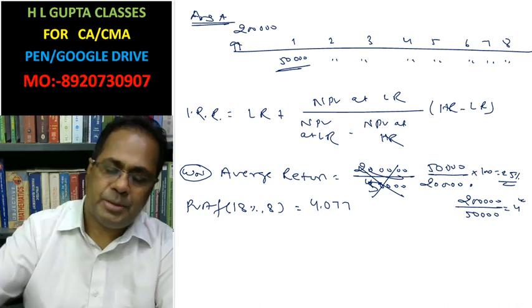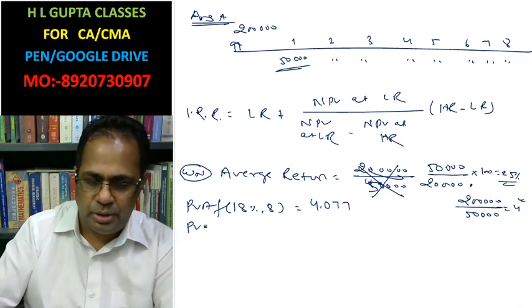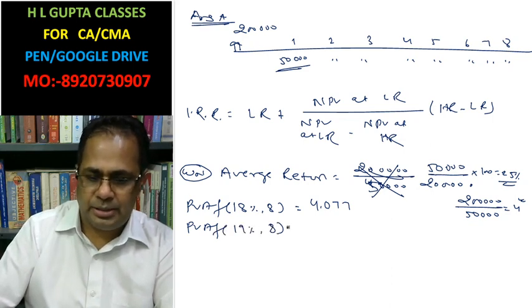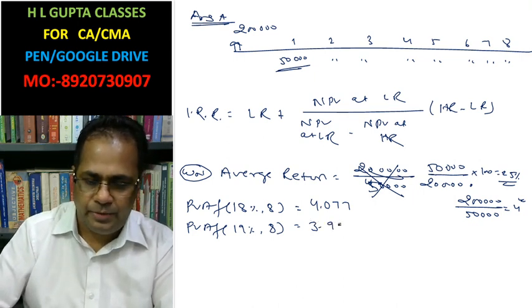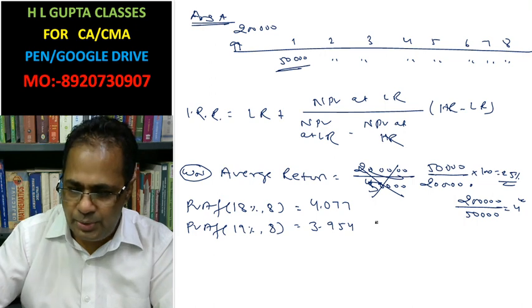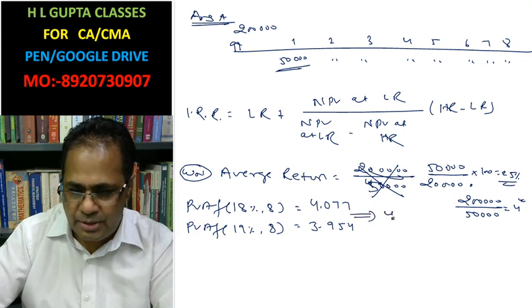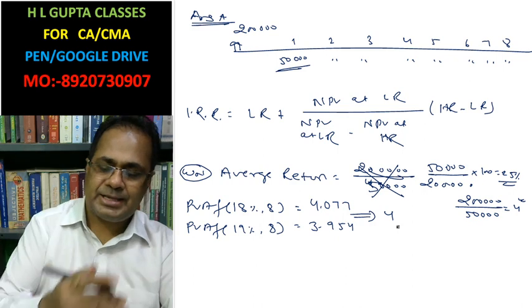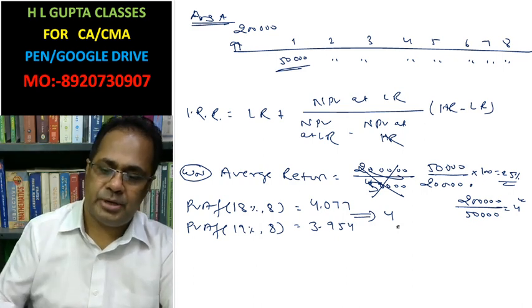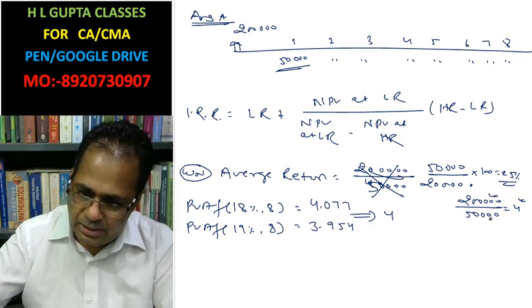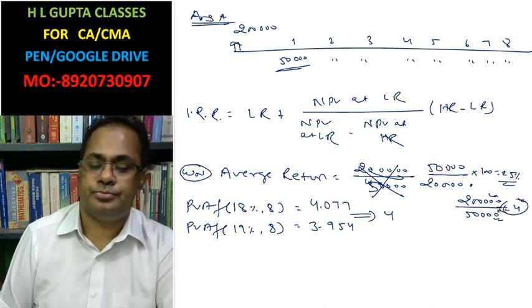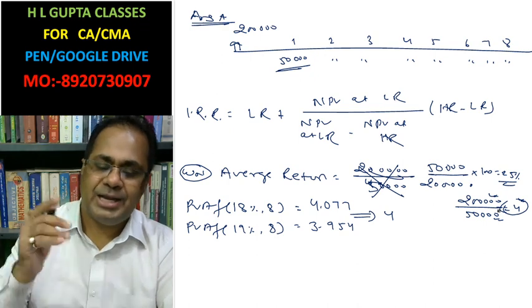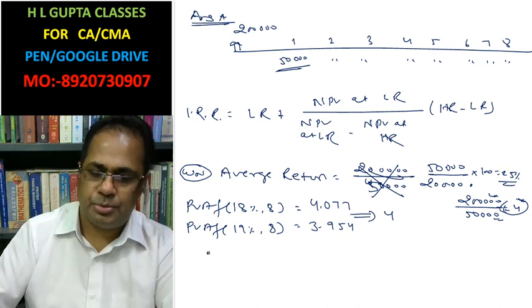Therefore we must increase the rate, as this annuity factor is too high. At 19%, 8 years, it is 3.954, but we need a present value annuity factor of 4. It should be nearby 4. It means IRR lies between 18% and 19%.